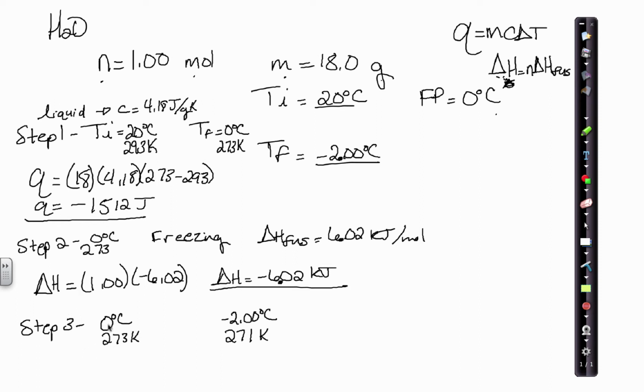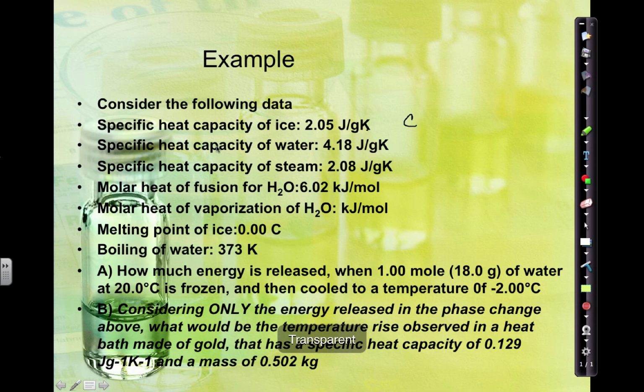We're going from 0, so once I freeze, I'm still at 0, and then I'm going to cool it down to a negative 2 degrees Celsius. So there's a temperature change. I'm going to use MCΔT. So Q is equal to mass, which is 18, times the specific heat, but we have to be very careful about which one we're using. After we have frozen the ice, we have a solid state of matter. So my heat capacity of ice is 2.05.